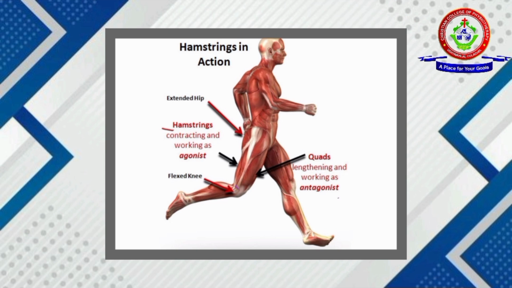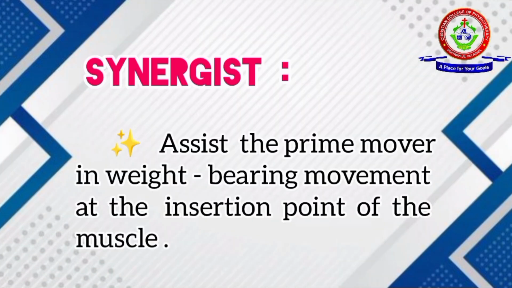For example, if we look at flexion of the knee, the hamstrings are the agonist muscles and the quadriceps are the antagonist muscles. And last one is synergist.